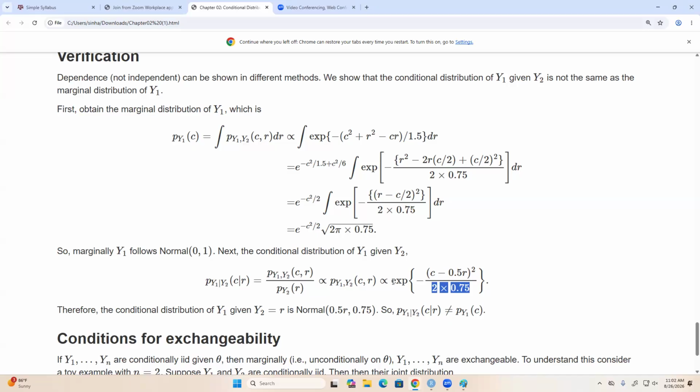Now you may wonder how I got this one. Remember, I did not write p(y1, y2) exactly equal to this expression. I wrote the proportional sign because in order to write this (c minus 0.5r) squared, I brought in some extra r-related term, but that r-related term is absorbed within the constant of proportionality. It does not depend on c. c is our main argument.